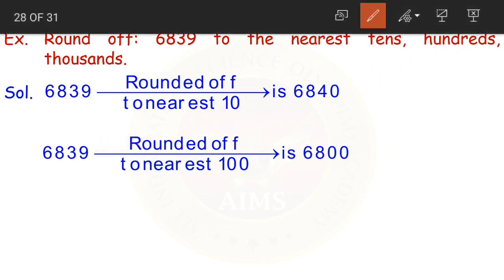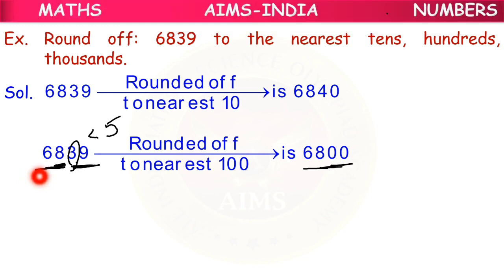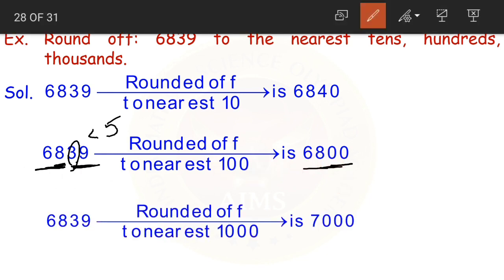Next one is rounding off to the nearest hundreds. Now what should we do for hundreds? Look at the digit in tens place. It is 3. 3 is less than 5. So the digits to the left remain unchanged. 6, 8 we will write as it is. Now the digits in tens and ones will be replaced by zeros. So 6,839 rounded off to the nearest hundred becomes 6,800.